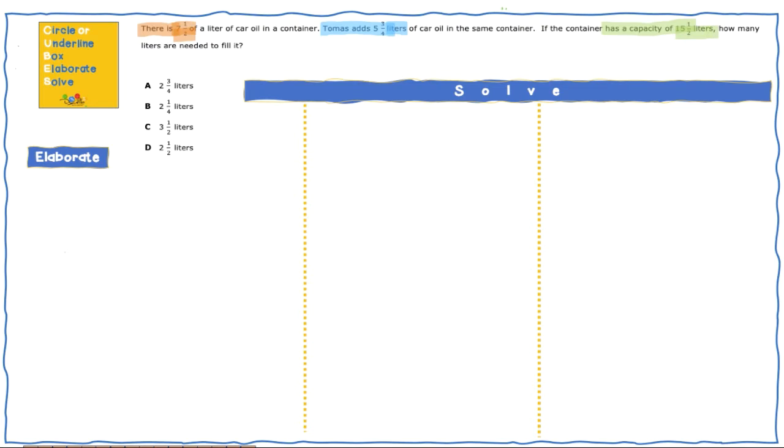And the question is, how many liters are needed to fill it in? To fill it. So that means it's not filled completely, but it can be filled. So we're gonna represent the situation, and again for this situation I have a fraction. So I'm gonna choose fraction bars for this situation.